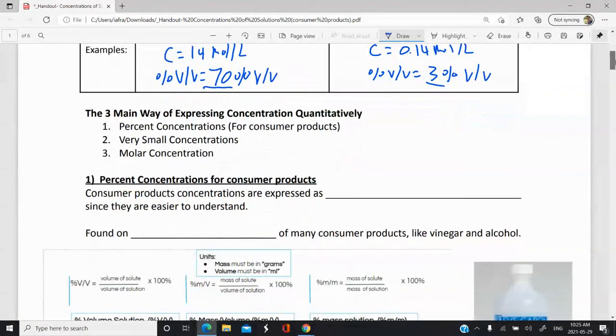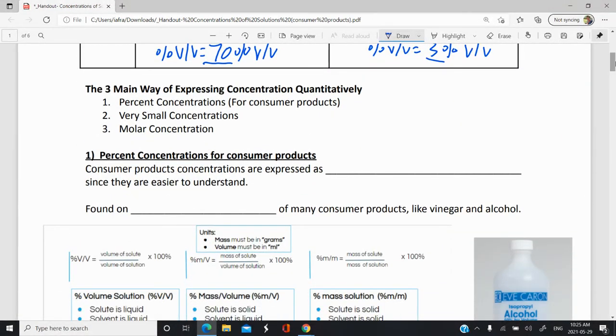We saw that there were three main ways of expressing concentrations quantitatively, meaning with numbers. There are percent concentrations for consumer products, things you buy in the store and have on your shelf or in your cupboard at home. Then very small concentrations, which we'll take a look at in this overall lesson. And molar concentrations will be the focus in our next lesson. We'll start off with percent concentrations, which are for consumer products, where they're usually expressed as percentages just because they're easier to understand for us.